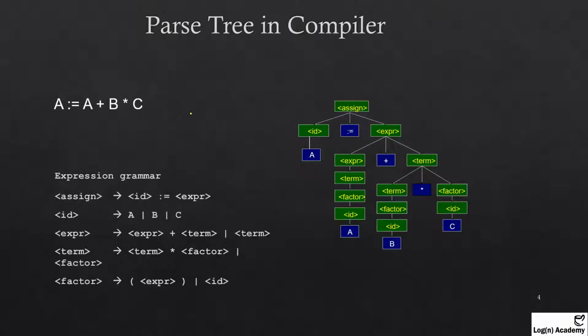Parse tree in compiler. Whenever we have an expression, let's say here we have an expression, the compiler creates a tree, which is here. This is an example structure, and this is how the compiler forms the expression tree and solves the problem.